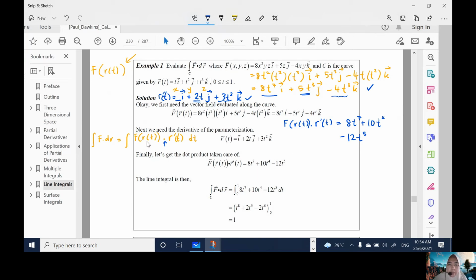Okay, so that means this integral would be, I'm going to continue here, the integral of this answer, 8t to the power 7 plus 10t to the power 4 minus 12t to the power 5, with limits from 0 to 1. This function is very simple, so I hope that you know how to do the integration directly. So we have t to the power 8 plus 2t to the power 5 minus 2t to the power 6, and then you have to evaluate at t equals 0 and t equals 1. Check that your final answer must be equal to 1.